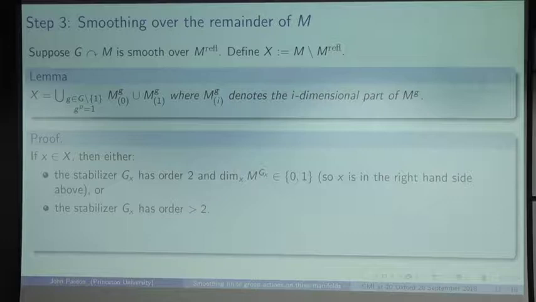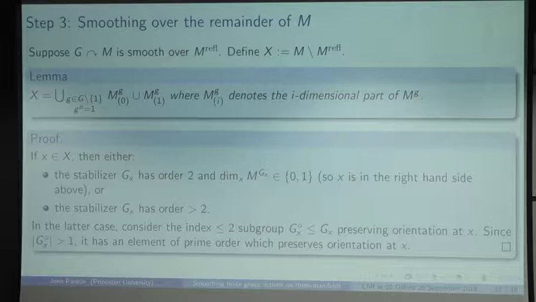If you have order greater than 2, then consider the subgroup which preserves orientation there, the subgroup of the isotropy group acting by orientation preserving homeomorphisms. That's index at most 2, and hence has to be non-trivial. And now you find an element of prime order there, and then you're in the fixed set of that element of prime order, which is exactly what we're taking the union of.